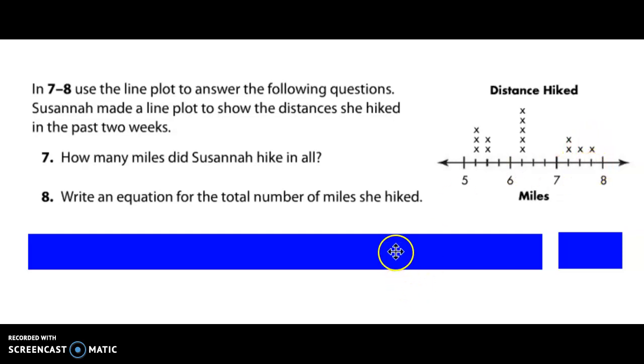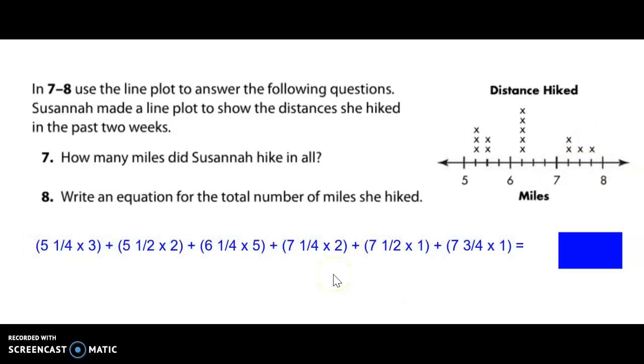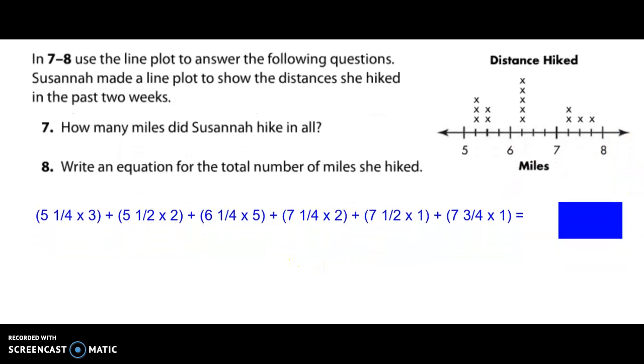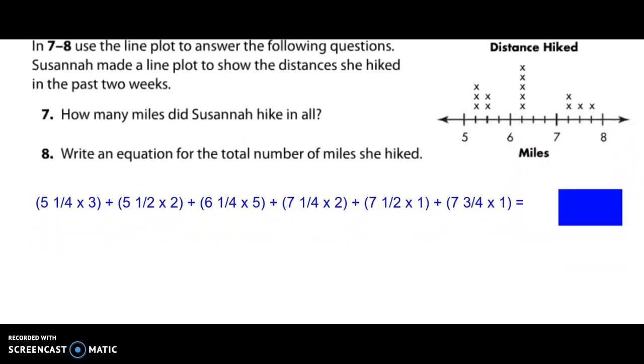So that's what we're going to be adding together or multiplying. So I have 5 and 1/4 3 times, 5 1/2 twice, 6 and 1/4 5 times, 7 and 1/4 twice, and 7 1/2 once, and 7 and 3/4 once. Those are super simple to get started with. So 7 1/2 once is 7 1/2. 7 and 3/4 once is 7 and 3/4. So those two are done.